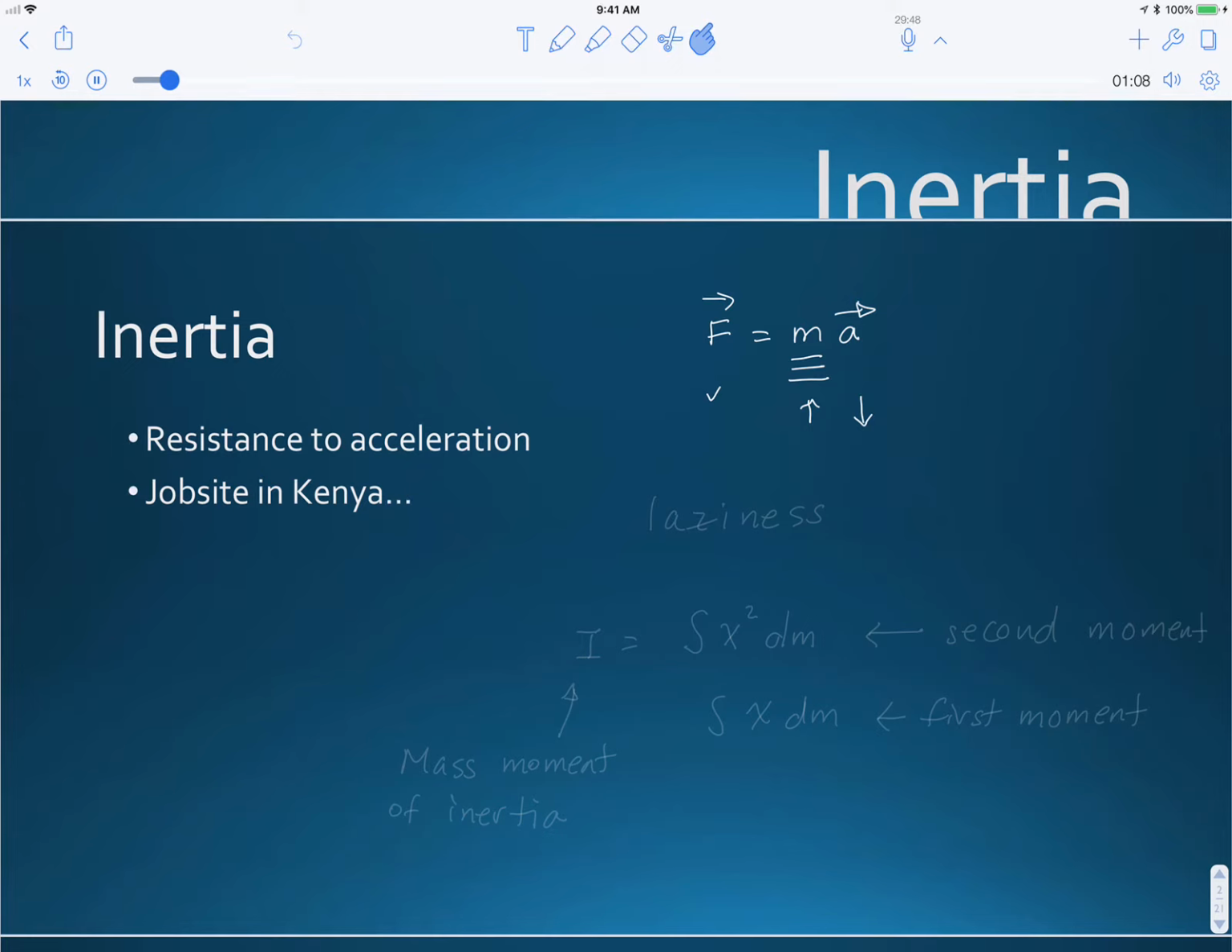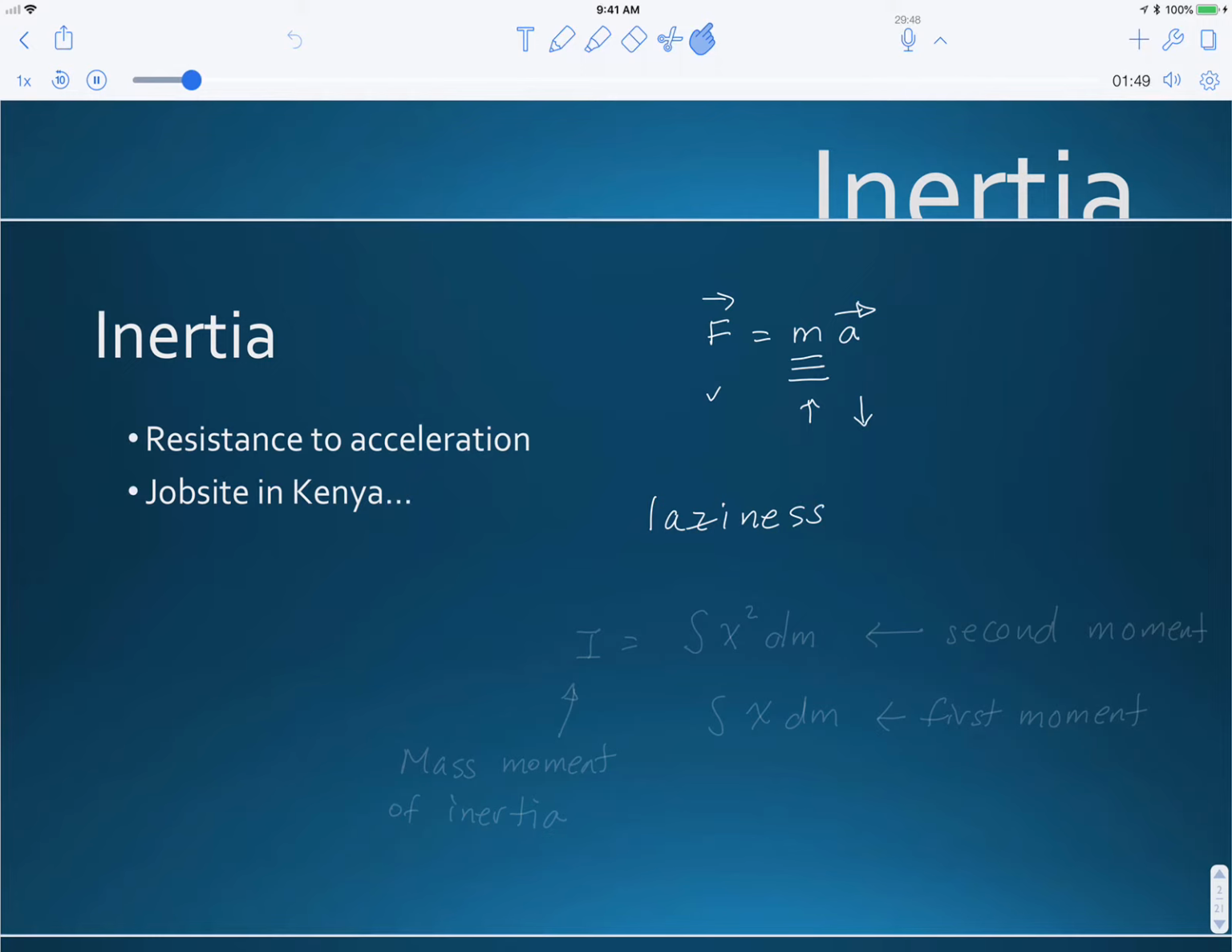Speaking of resistance to acceleration, I need to tell you about a job site in Kenya we were on with Engineers Without Borders. I don't know how to say this, but it was really hot and nobody wanted to work. And one of the students says, everyone seems to have a severe case of laziness. I said, laziness? What is laziness? And laziness was just his code word for laziness.